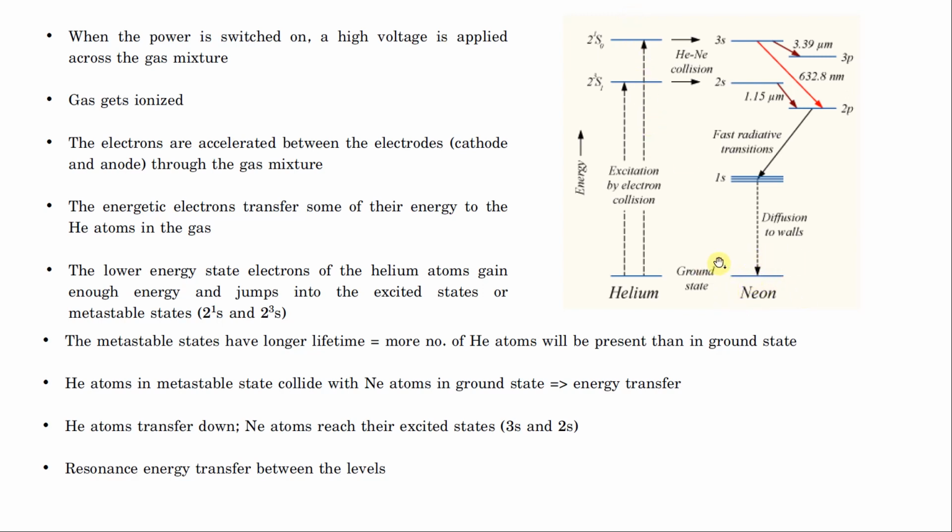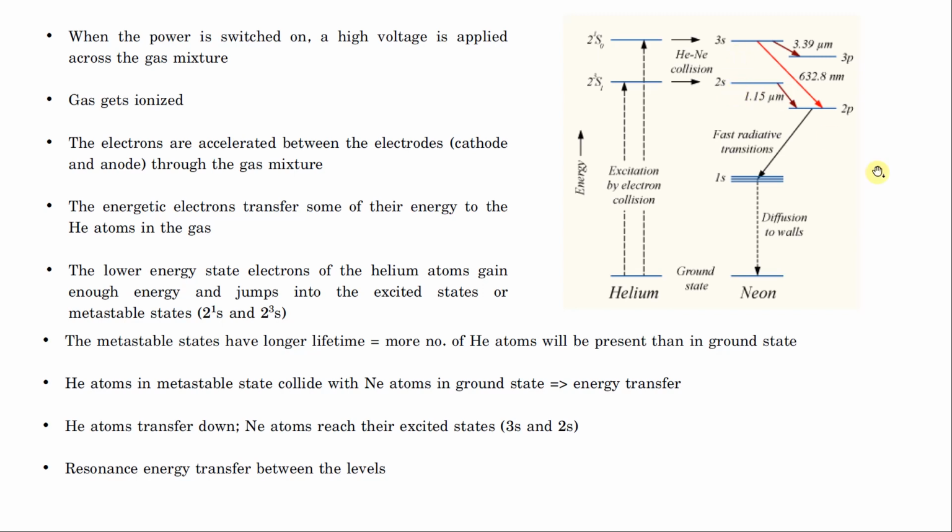In this collision, we know that helium atoms are at a high energy level and the neon atoms were at a low energy level. So because of the collision, the energy gets transferred from the helium atoms to the neon atoms. Neon atoms gain energy and go towards their high energy level and reach their excited energy levels given by 3s and 2s, two energy levels, 3s and 2s. So in principle, we can say that the helium atoms which were in the metastable state have helped the neon atoms to go towards the excited state.